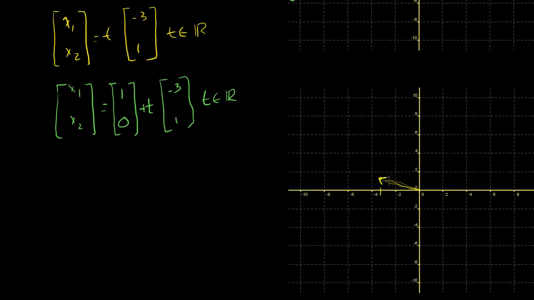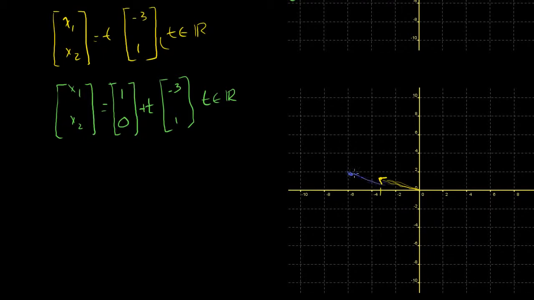Looks like that. That's the vector (-3, 1). But my solution set is all the scalar multiples of (-3, 1). This is a comma right here. So if I just take all the scalar multiples of (-3, 1), it's going to look like this. If you take 2 times it, you're going to have (-6, 2). So you're going to get like that.